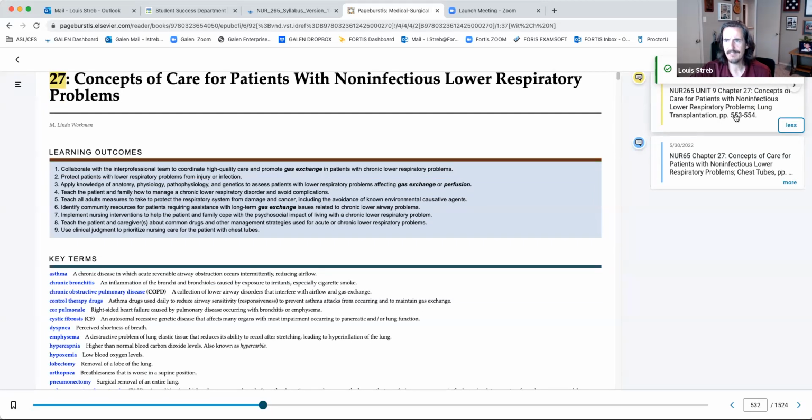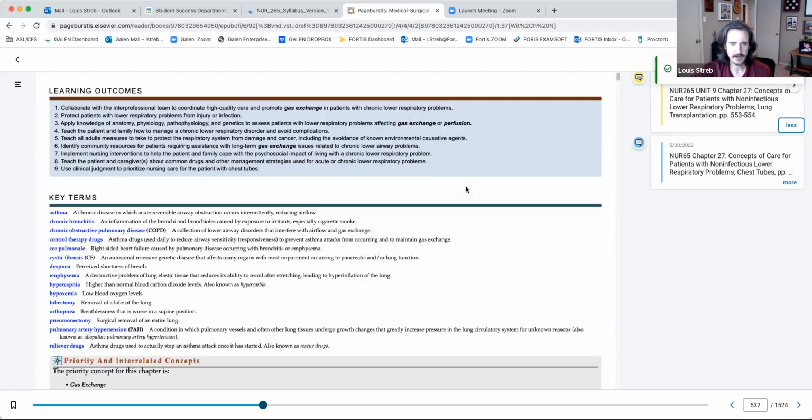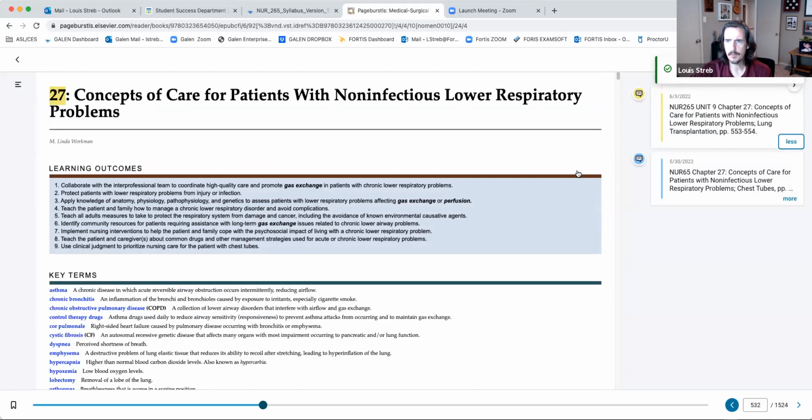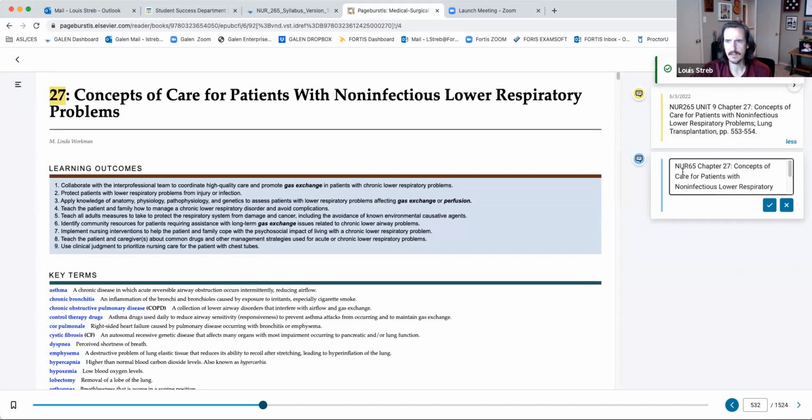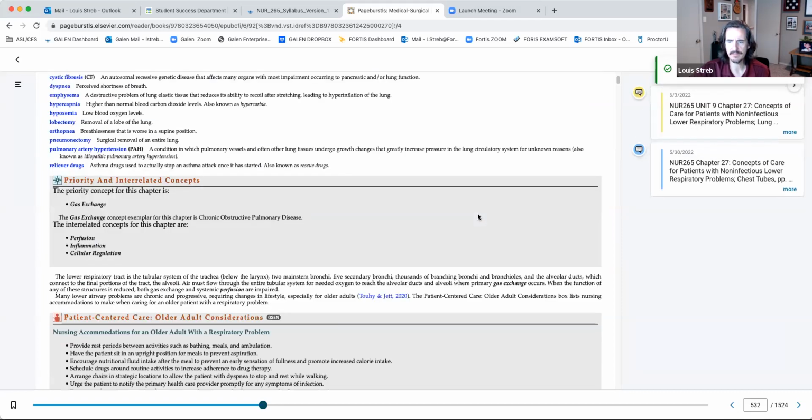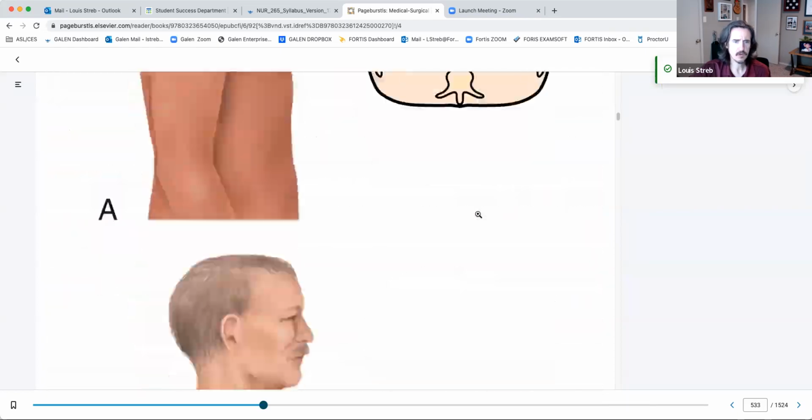We're going to go down to page 553 to 554, and we're going to look at non-infectious lower respiratory problems and lung transplant. So we're really talking about lung transplant patients here in this chapter. Like I said, it's important for us to understand the page number because we've already been in here before. We've already looked at other stuff, right? I'm supposed to say NUR265. I'll put the units there later, but that's not where we're at today because we've already done chest tubes. So what are we looking at? 553 to 554. And I will scroll down if you need a recap.